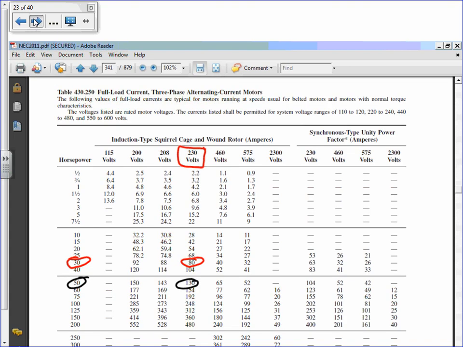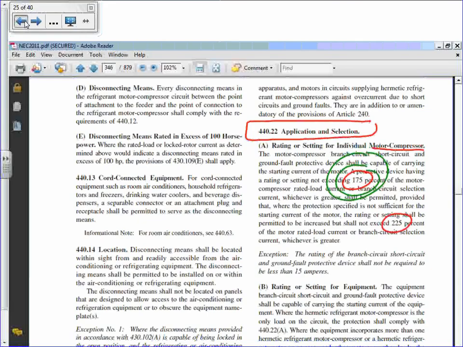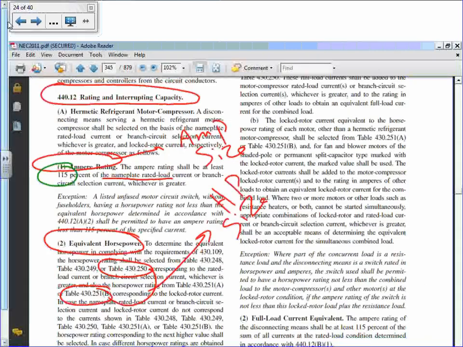Okay, so let's go all the way. And by the way, all the stuff that I told you about how the whole size is, I have this one. It says 440.20 rating and interrupted. This is where it tells you to size it based on 115. And then the horsepower, it will tell you that you have to size based on table 430.250 and 430.251B and choose the largest. Okay, so that's all directly from the NEC code book if you want to highlight them.